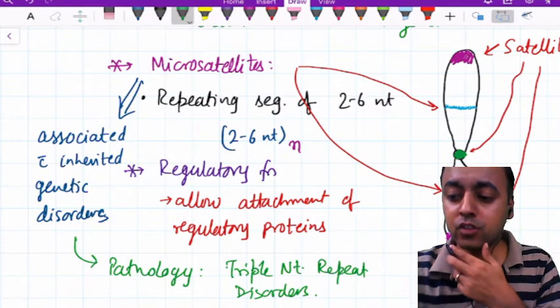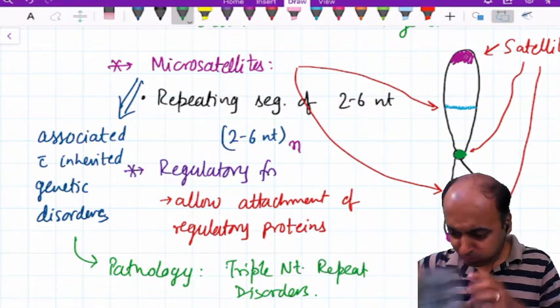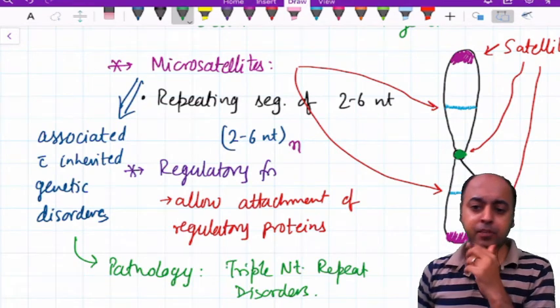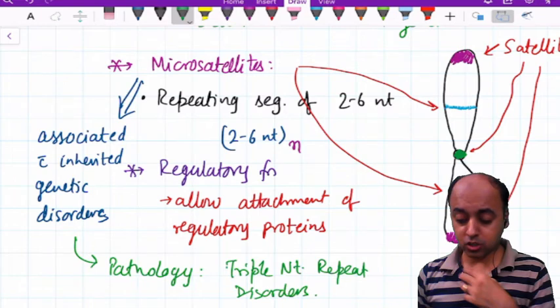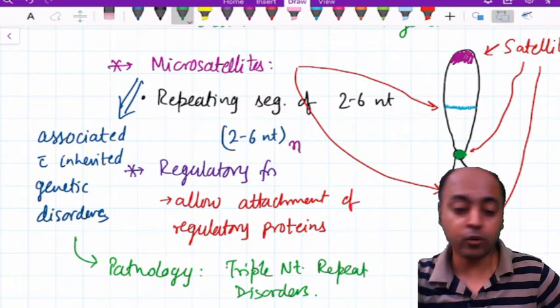So this is about the structure of the chromatin, and that is the nuclear DNA completed. We have completed discussion on the nuclear DNA. Let us quickly move on to the discussion on the mitochondrial DNA.